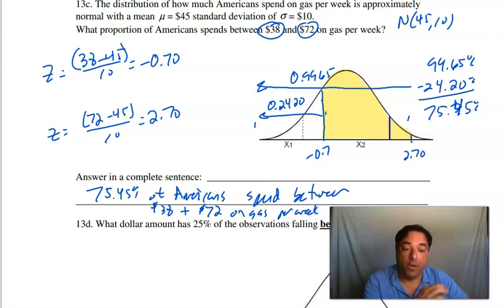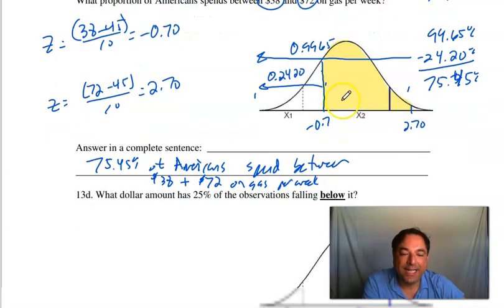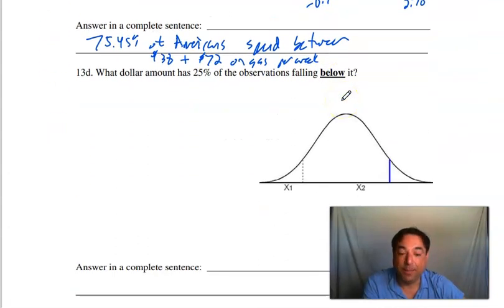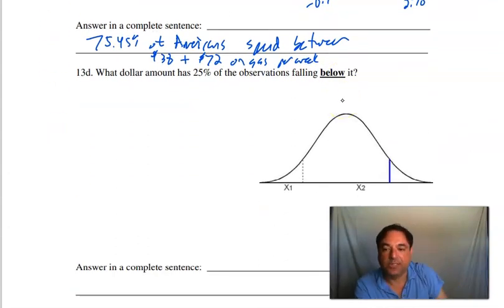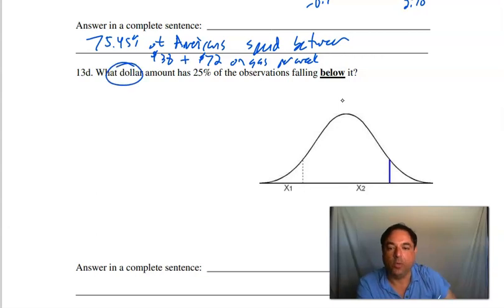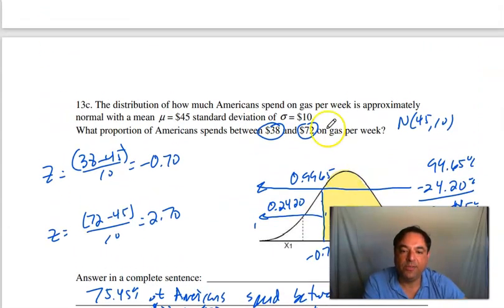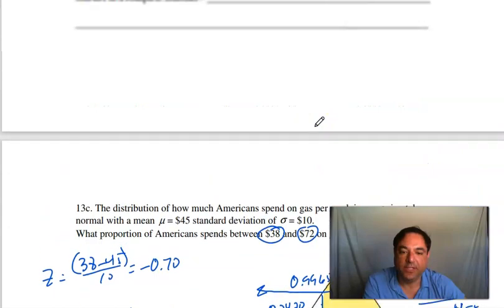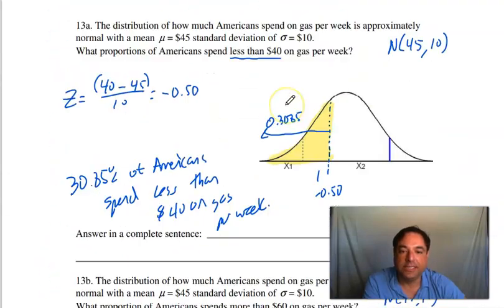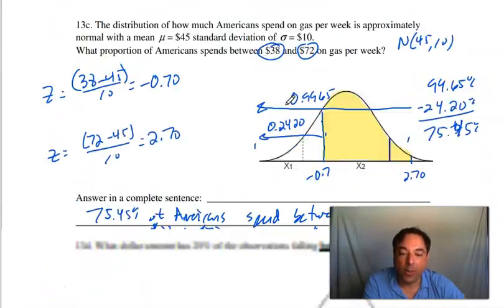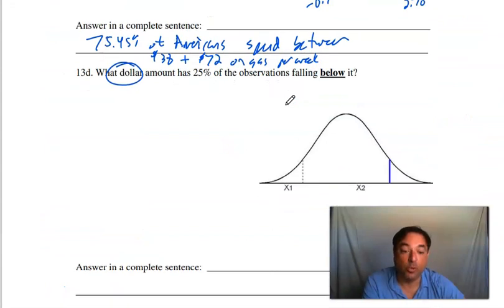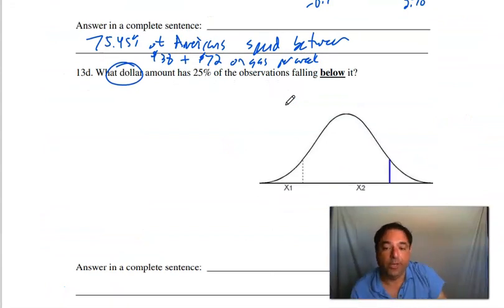Okay? Now, all of those less than, more than, in between: find the z-score, draw the picture, shade, go to the table, work out your answer. The last one is backwards. And the reason why it's backwards is it says what dollar amount. Every previous one gave me the dollar: 38, 72, 60, 40. This one is backwards. I don't know the dollar. So let's write down what we know.